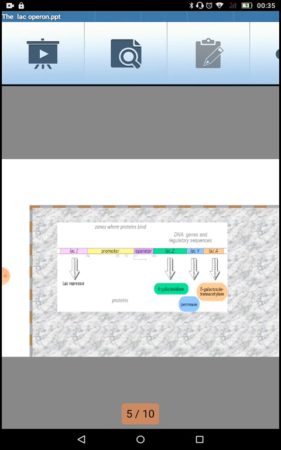So this is actually the operon. This is, we can say, a kind of master diagram of a lac operon.